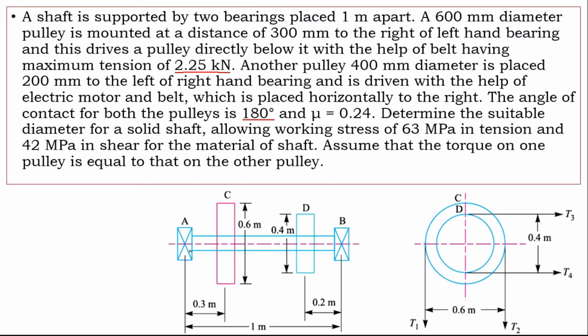So here is the problem. The two bearings, that is bearing A and bearing B, and here two pulleys C and D are there. So diameter of this pulley C is 600 mm and diameter of pulley D is 400 mm. Pulley C is mounted from A at 300 mm distance, and pulley D is mounted from B towards the left of this B, that is 200 mm. So this total shaft is of 1 meter length. And on pulley C, whatever the load is acting, it is in the downward direction, and on pulley D, the load is acting in the horizontal direction. So this is the given problem.